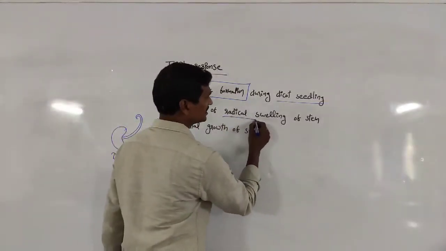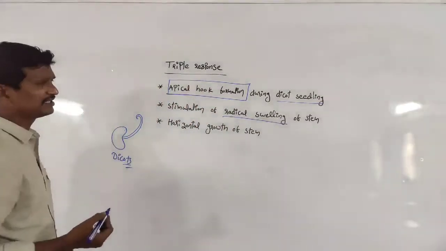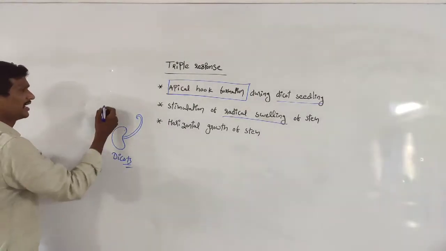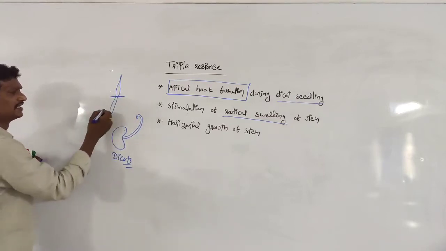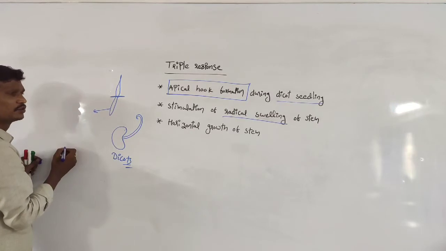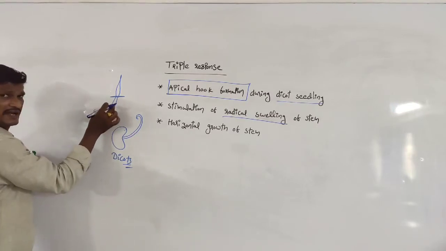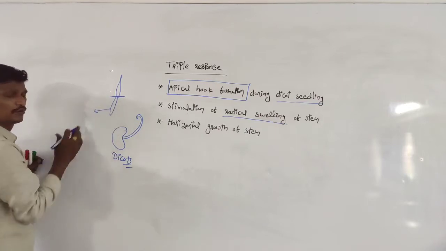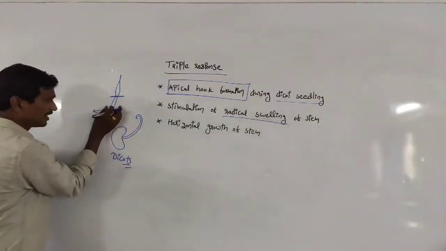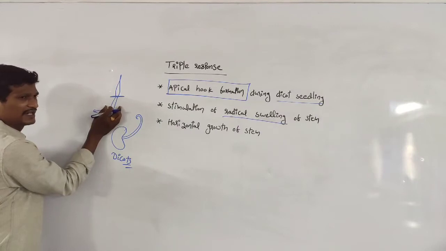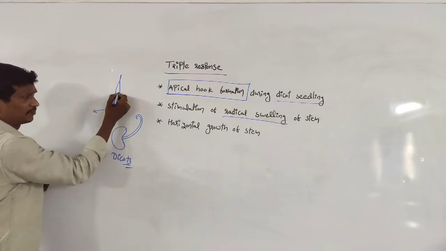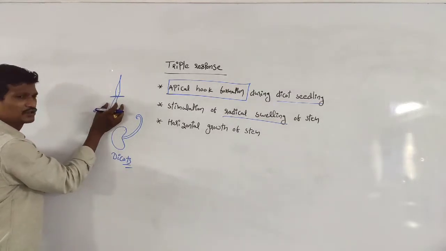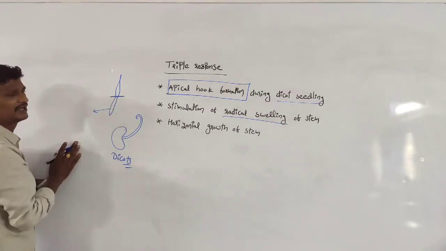Stimulation of radicle swelling, the swelling of the stem. We know within the plants there is a radicle part and a plumule part. The radicle is involved in root formation. So what is it telling here? Swelling of the radicle, especially where it is connected to the stem. This is the stem part, which means the plumule part, and this is the radicle part. The radicle swelling is majorly done by the ethylene phytohormone, right?